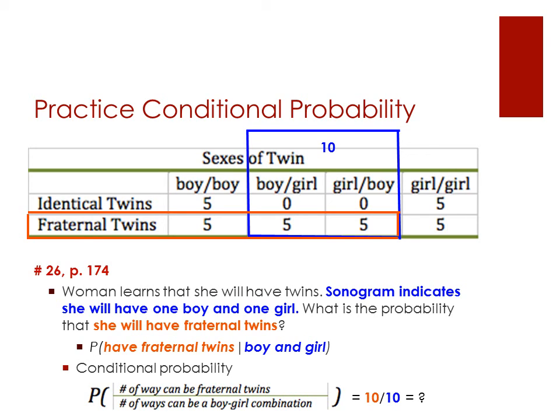So if we're plugging this into our conditional probability, we're going to have 10 divided by 10, which gives us a perfect probability of 1. So if you know that you're going to have a boy and a girl, and you know you have twins, then you know there's 100% certainty that you in fact are going to have fraternal twins.